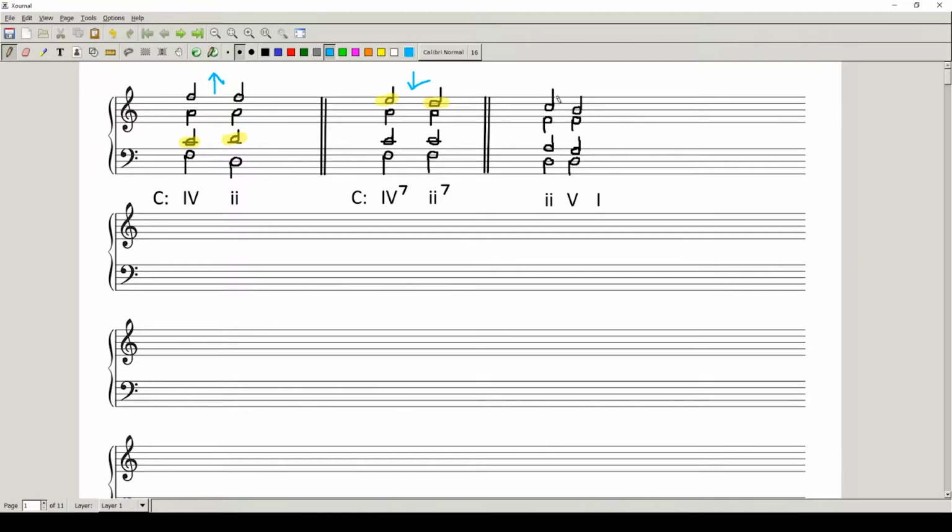The overall amount of motion here, C moved by 1, F moved by 0, A moved by 2, and D moved by 0. So the overall amount of motion in this progression from 2/7 to 5/7 is 3 semitones. I think by now you probably should have a sense that 3 semitones is not a lot of motion, especially for a chord that has 4 notes in it.